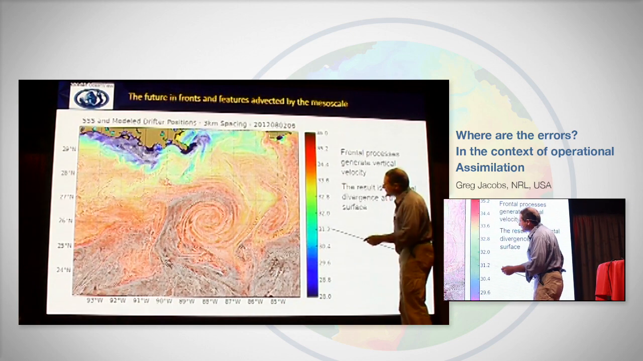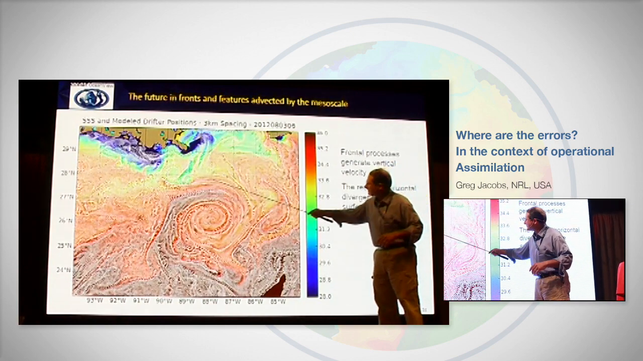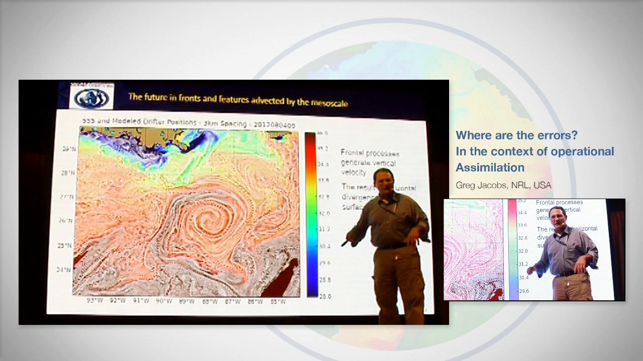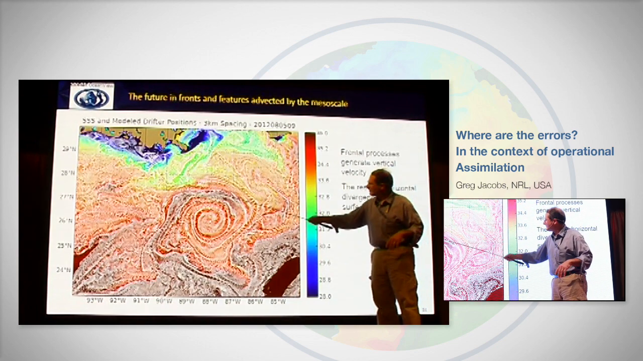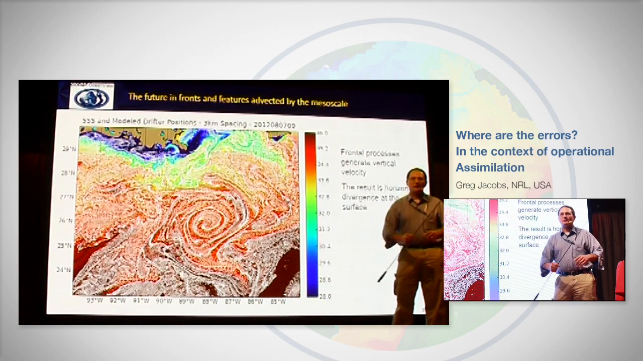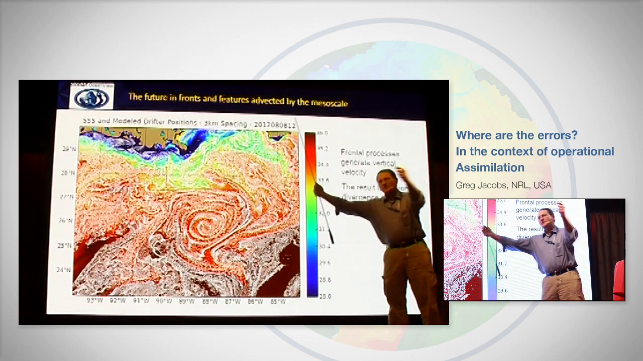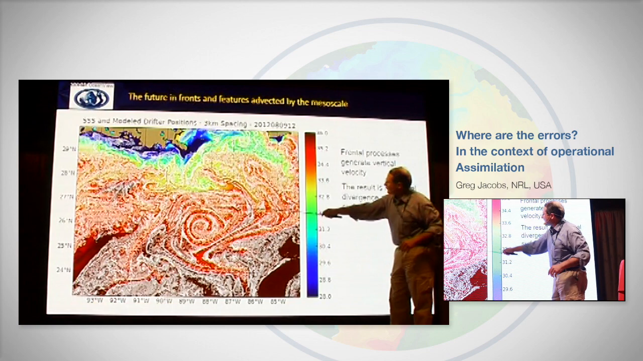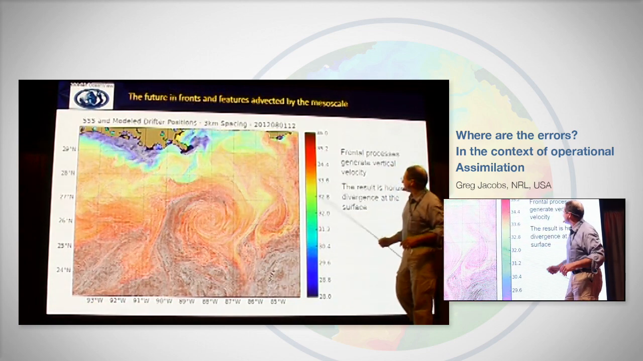So this goes back to what Baylor had mentioned. Along these fronts, there's a secondary vertical circulation that's driven by the water masses being pushed together. That vertical circulation, when it hits the surface, creates a divergence and a convergence. So that's why you get these changing densities around the fronts.